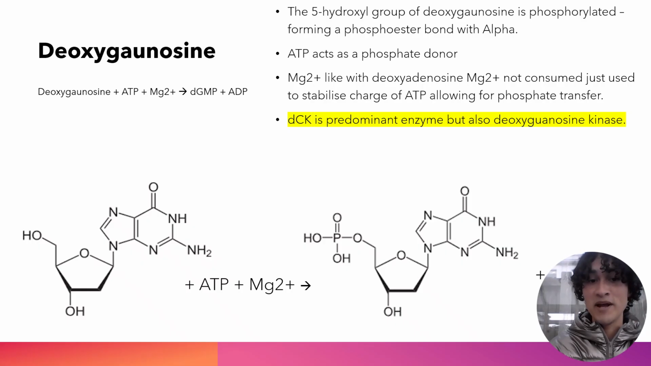We take a phosphate from ATP. ATP is generous enough to donate a phosphate, right? With the help of magnesium to stabilize the natural repulsion you'll see between the beta and gamma phosphates on the ATP and the hydroxyl group on this pentose sugar. As a product, we get deoxyguanosine monophosphate and adenosine diphosphate. So ATP has lost a phosphate to become adenosine diphosphate, and deoxyguanosine has gained a phosphate to become deoxyguanosine monophosphate. So it's now got one phosphate group.